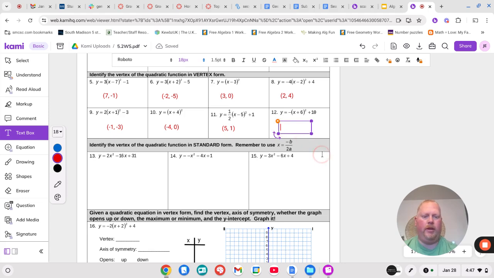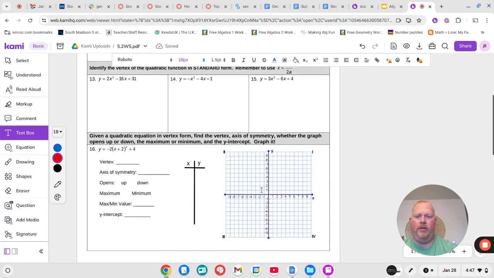And on this one, I'm going to get -6, 10. So that's a lot easier than using that -b over 2a and then taking that value and plugging it back in to find the vertex. So seeing it in vertex form, that's going to help us spot the vertex easy, and then we're going to use that to help graph. So let's go ahead and do that.